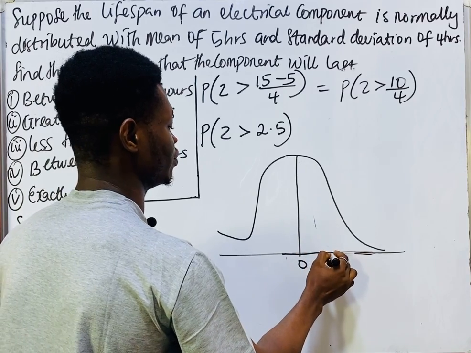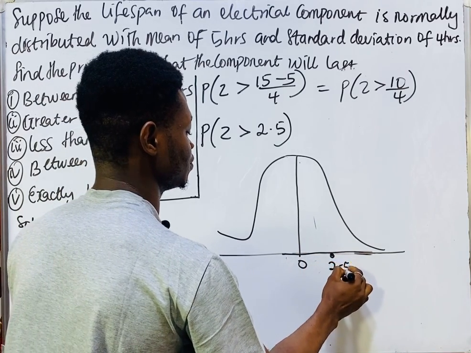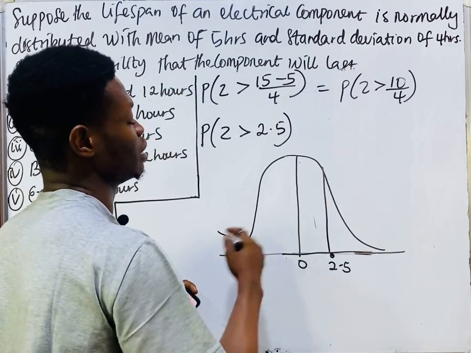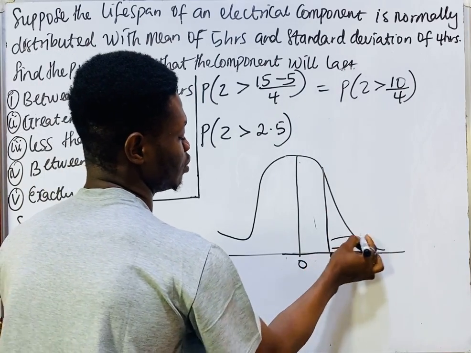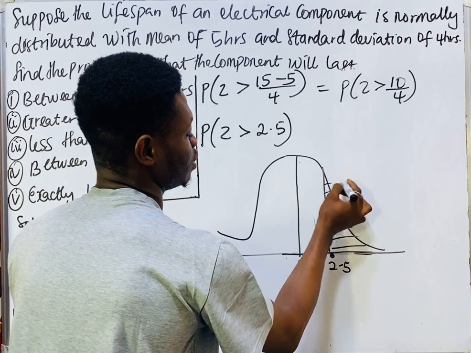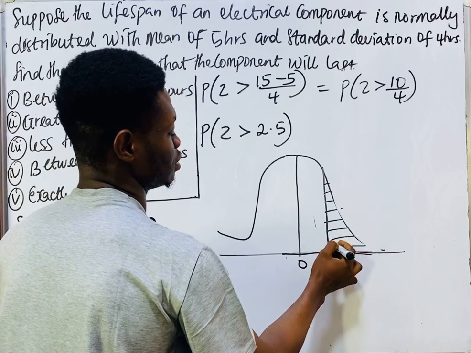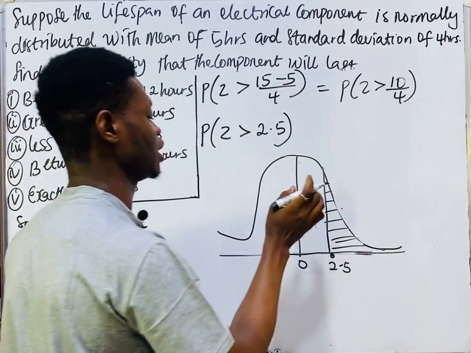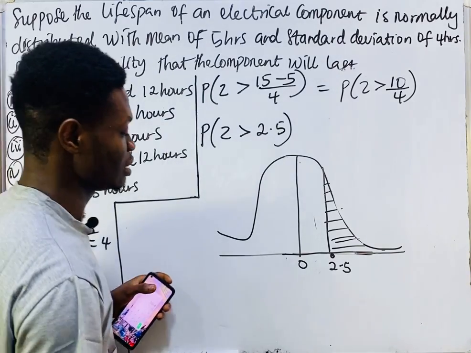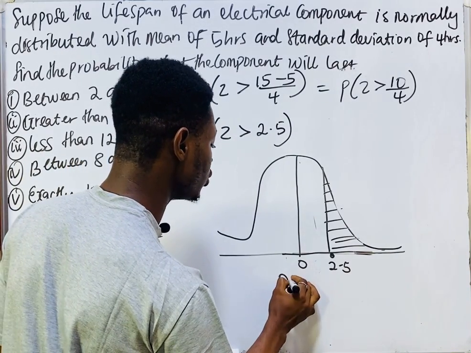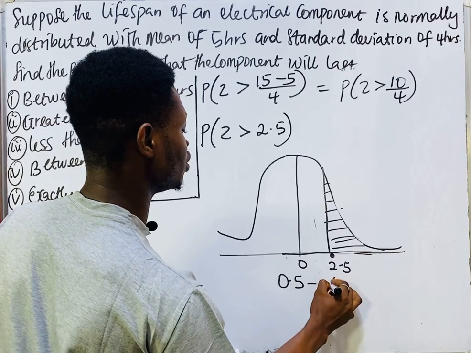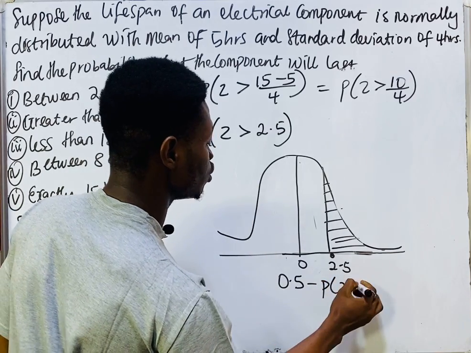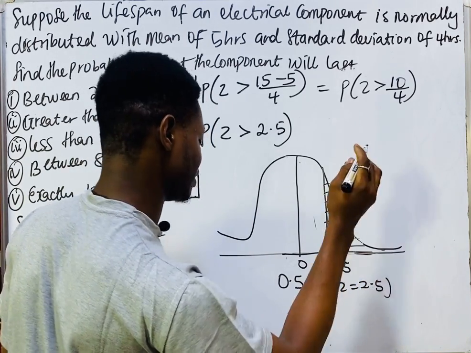So 2.5 is somewhere here. So greater than 2.5 is, we are looking for this side, the area under this curve. That's what we are looking for. So it's very simple. It will be 0.5 minus P of Z equals 2.5. As simple as that.